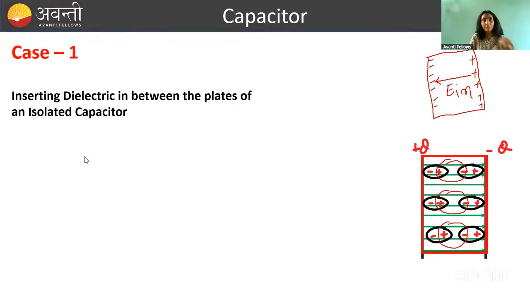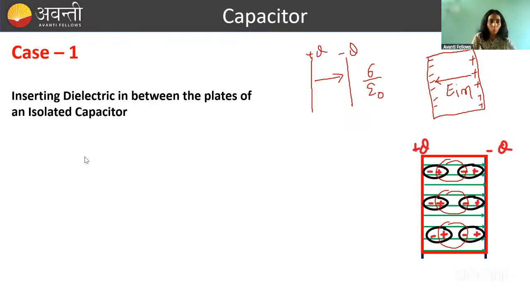So initially, when there was no dielectric in the space between the capacitor plates, what was the electric field value? It was equal to sigma by epsilon naught, where sigma is the charge density on the capacitor.